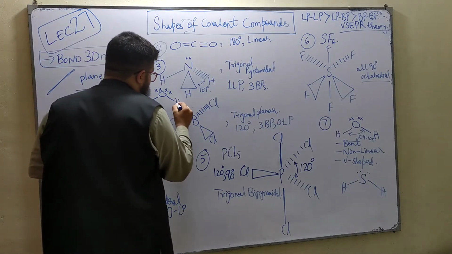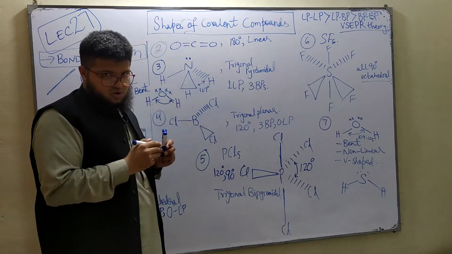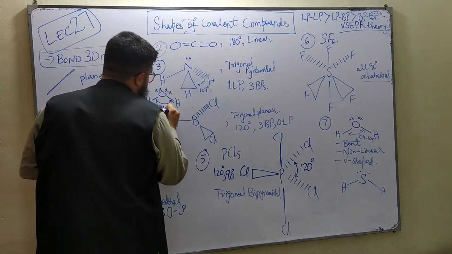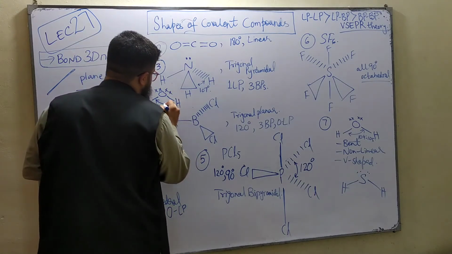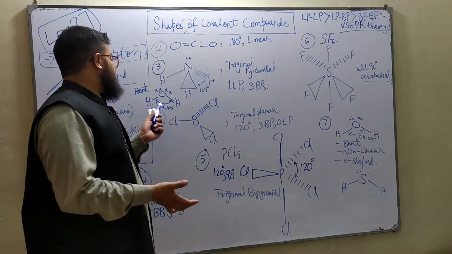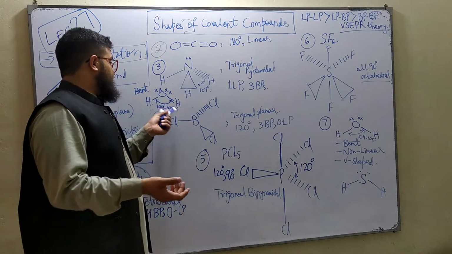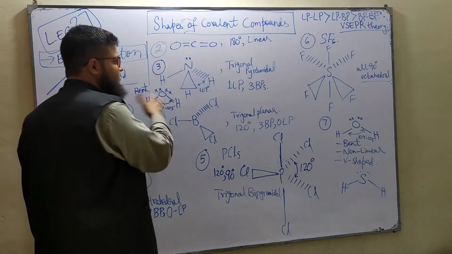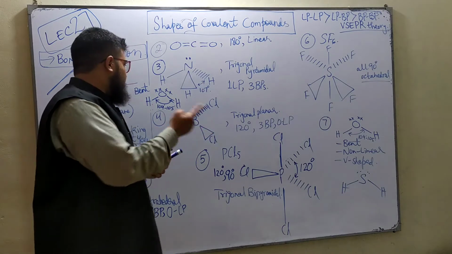This bond angle is also important. You must know the bond angle as well. The bond angle for the water molecule is 104 to 105 degrees. It has been measured to be 104.5 degrees, but 104 to 105 degrees for bent water molecules. All right, so this is the first shape that we did, the water molecule.